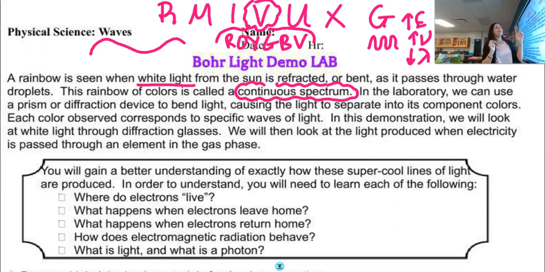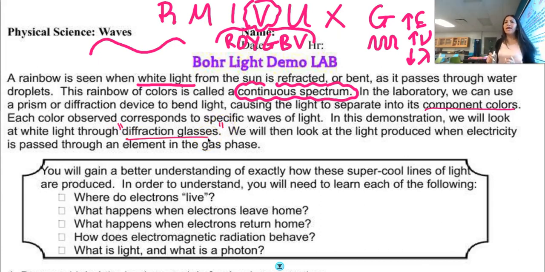Okay, and in the laboratory, we can use a prism or a diffraction device to bend light, causing the light to separate into what are called the component colors. Each color observed corresponds to specific waves of light. In this demonstration, we're going to look at white light through diffraction glasses. So these glasses that we're going to use are called diffraction glasses.